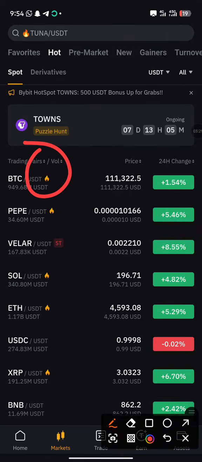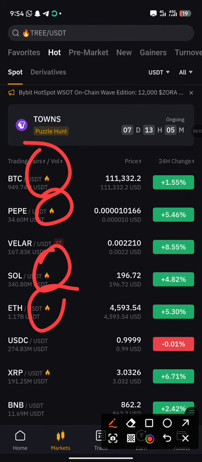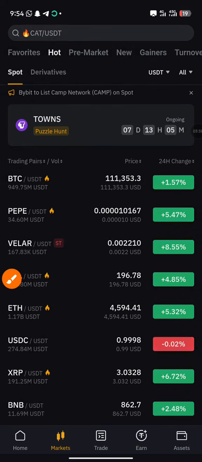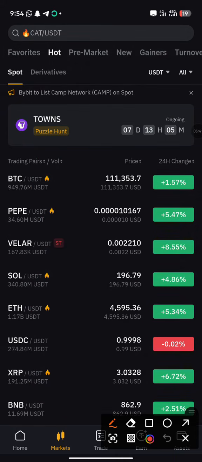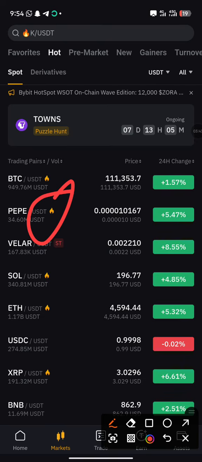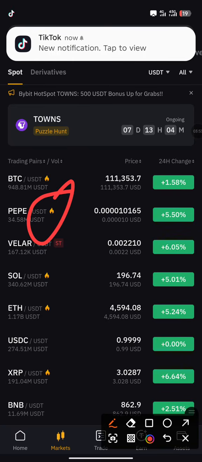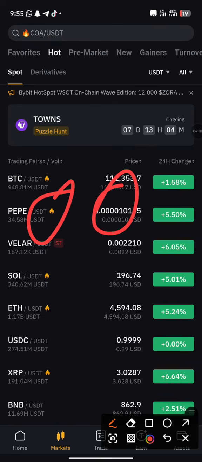You can see BTC, you can see Pepecoin, you can see SOL, you can see ETH, you can see XRP, and a lot of them. And what I always tell you is do not buy any particular coin if you did not see this sign of fire on it. This sign of fire shows that this particular coin will go very high in its own time, and you're going to make a profit. All you need to do is join the market at the right time.